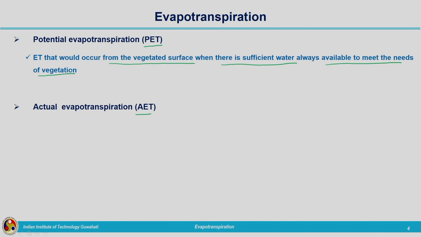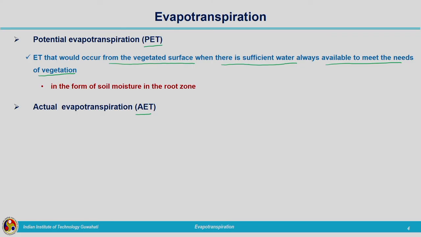If we are providing a sufficient or abundant quantity of water to the plants, the evapotranspiration taking place at that time in the presence of abundant water is termed as potential evapotranspiration. That is the maximum amount of evapotranspiration which can take place from a vegetated surface. The water which is provided to the vegetated surface will be in the form of soil moisture in the root zone. That is, transpiration is mainly due to the water or the moisture absorbed by the roots from the soil moisture.